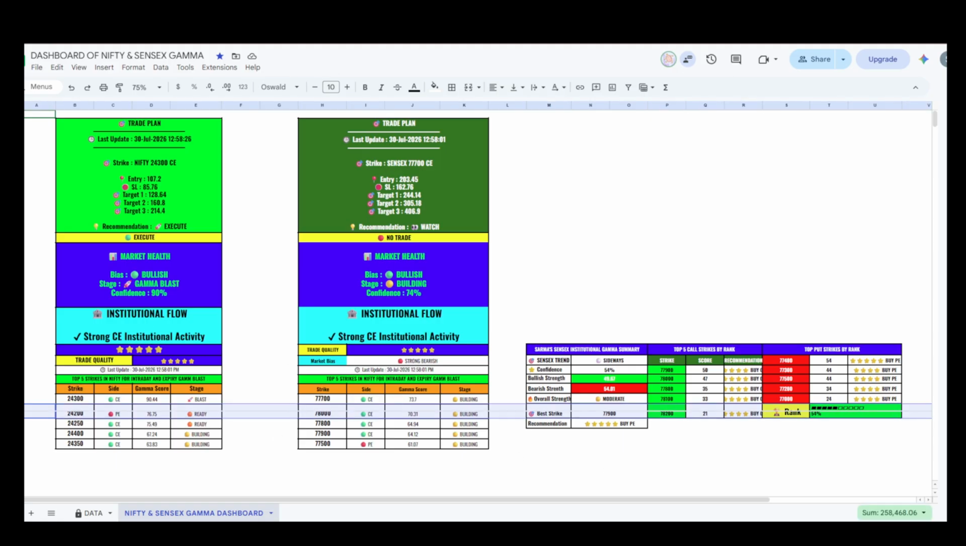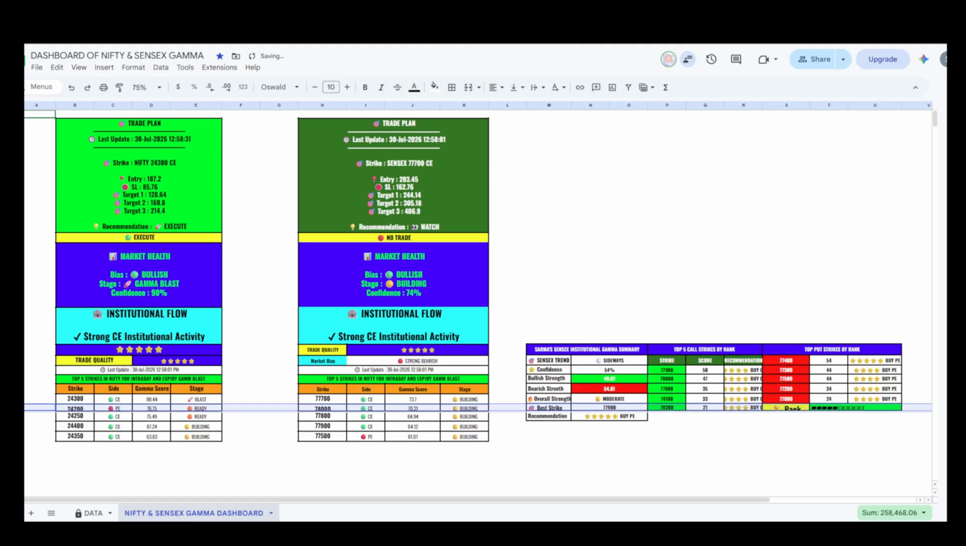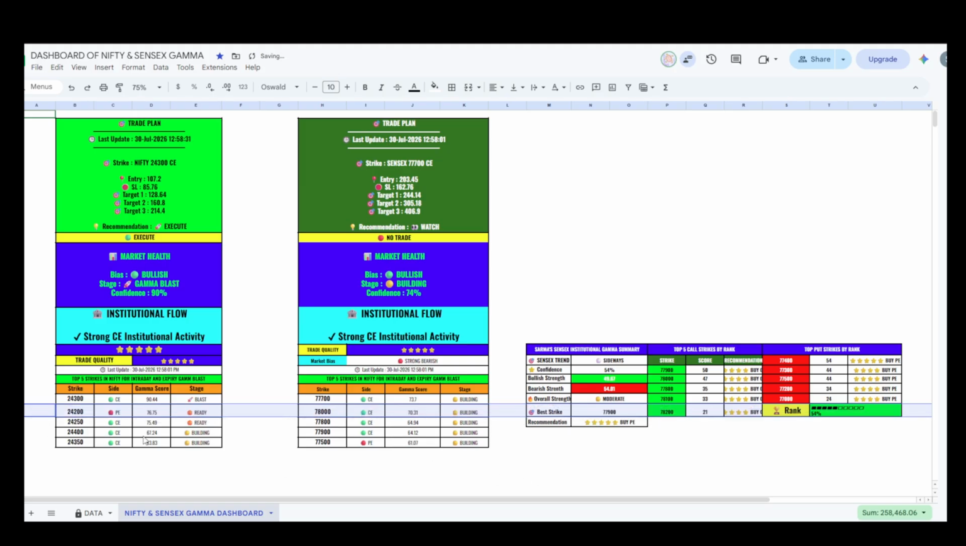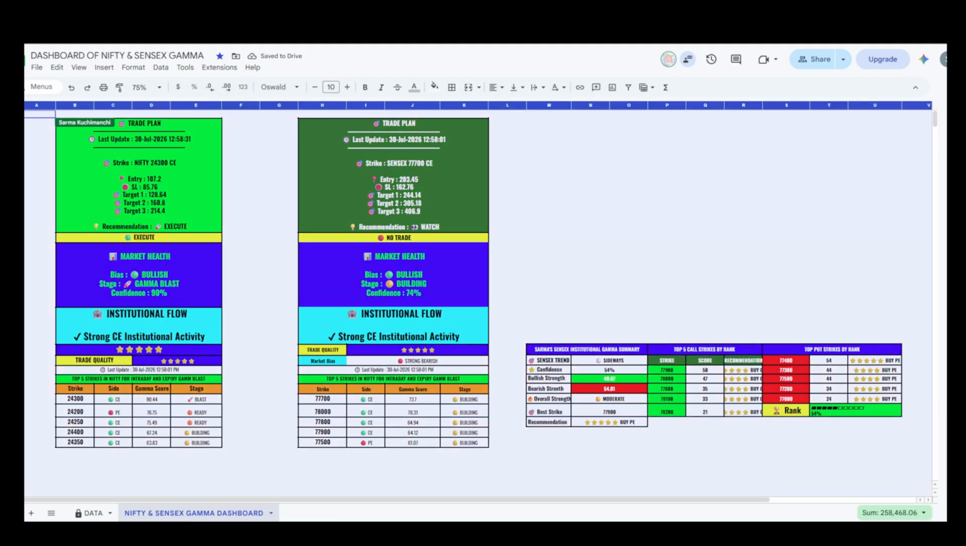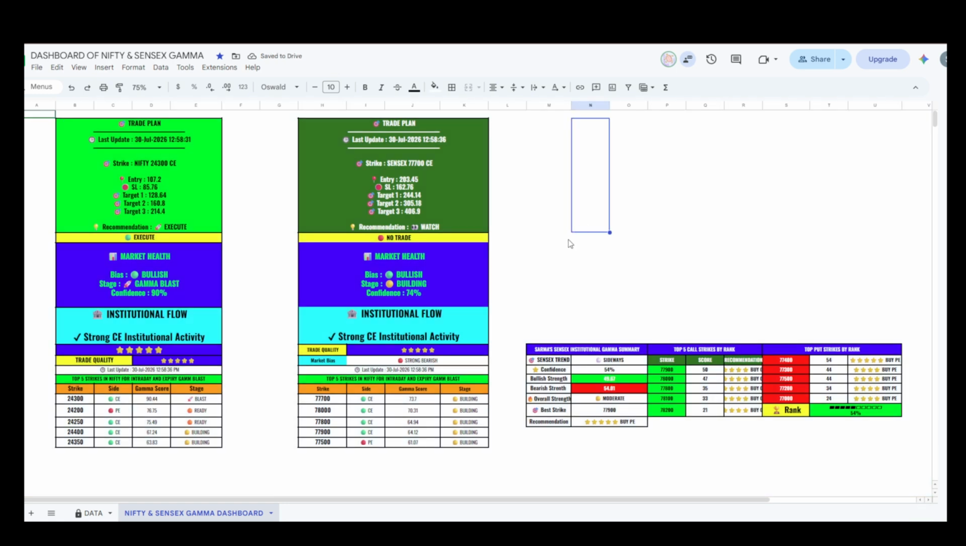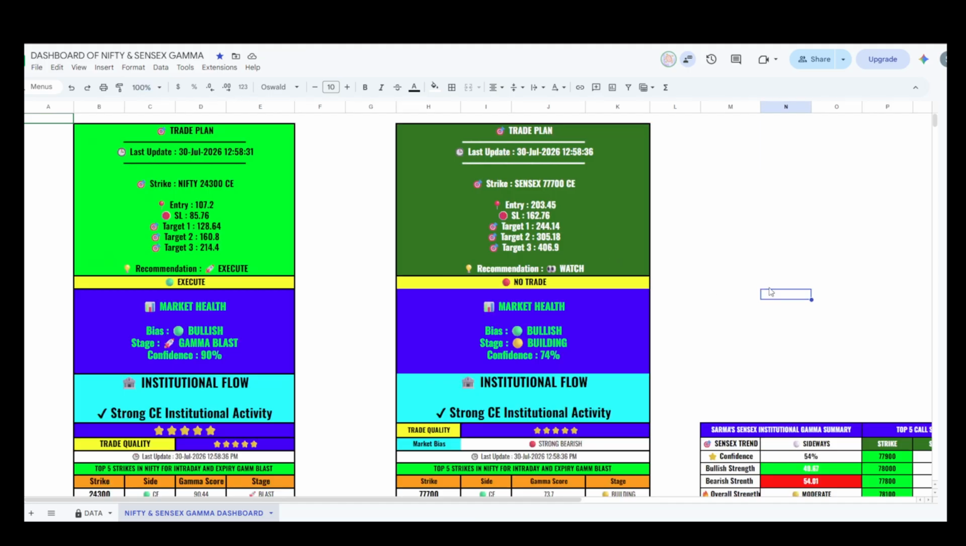This is called the Sensex Blast dashboard, and here you can get access to my dashboard, and this will give you in advance, and it will let you know which strike price is good to buy. Everything is shown here very clearly. Let me go and show you that. So this is a trade plan. It also gives you a trade plan and gets updated immediately, minute to minute.